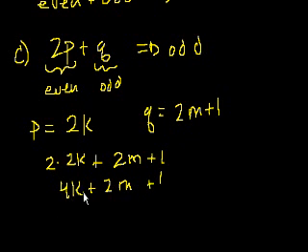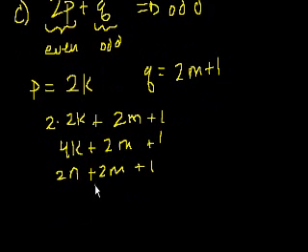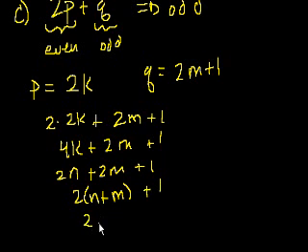So this becomes 4 times some number k plus 2 times some number m plus 1. Well, 4 times some number k is the same thing as 2 times some other integer n, where n is twice what k is, plus 2m plus 1. And this is the same thing as 2 times n plus m, plus 1. Remember, n, m, k are all just integers. So if n and m are integers, that's just equal to 2 times some other integer, let's call it L, plus 1.